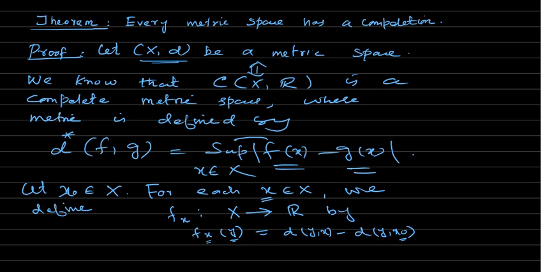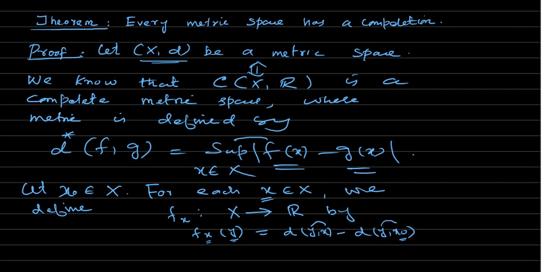Why is it well defined? Can anyone of you explain why this map is well defined? f_x(y), that means for every y you get a unique image by this equation. Because d is a metric, d is well defined. For this pair (y,x) we have a unique d(y,x). For this pair (y,x naught) we have a unique d(y,x naught). So the difference is unique, because difference is also a binary operation on the set of real numbers. So everything is okay here. This f_x(y) is well defined.